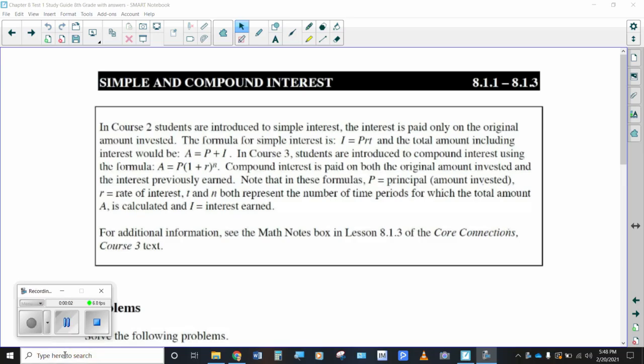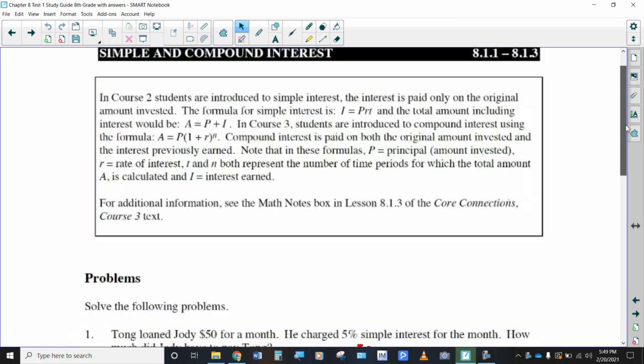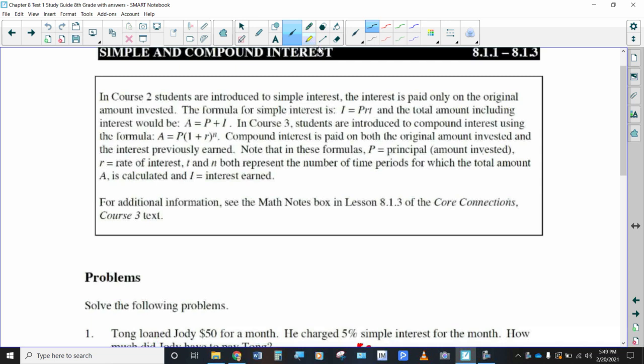Alrighty, let's take a look at our study guide for Chapter 8, Test number 1. This is the study guide that's going to go over simple and compound interest. If you recall, simple interest is I equals PRT. It's a straight multiplication process. You take the principal times the rate in decimal form times the time, in whatever the time unit is. Once you multiply all those together, that tells you how much interest was earned over that period of time.